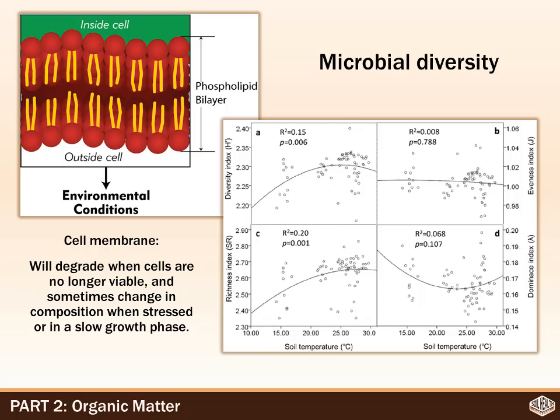Since these membranes degrade when cells die, this technique picks up the presence of viable organisms, although changes in populations may also be noted because the chemistry of membranes, even within a certain species, can sometimes change when their populations become stressed or are in decline.